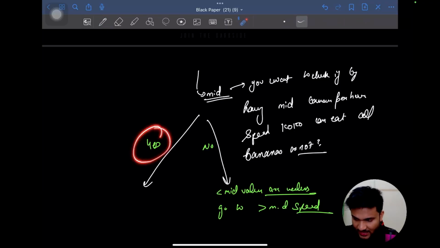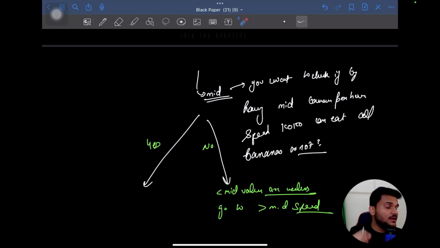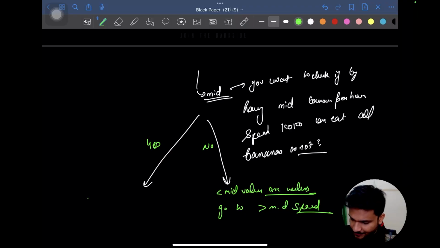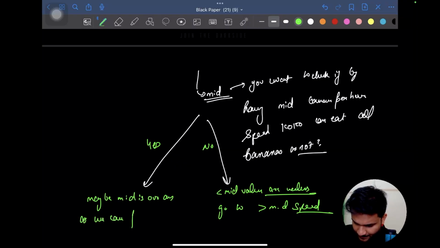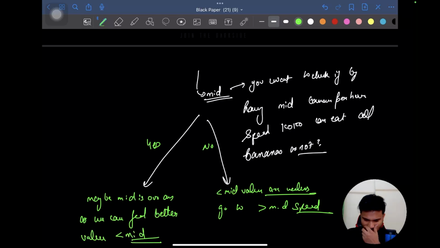But just think about it. If she can eat it in mid banana per hour speed, then maybe mid is our answer, or we can find a better value less than mid. Can I say that? Just think about it. If from one place to another place you want to go and your speed is 100 km per hour, you are able to reach that place. So we can say that yes, in 100 km per hour you can reach, and definitely in more than 100 you will also be able to reach.